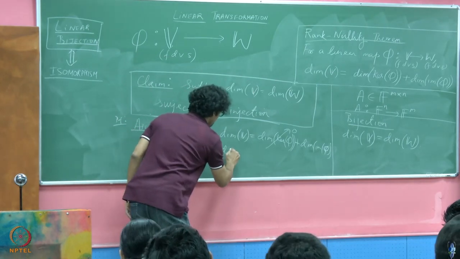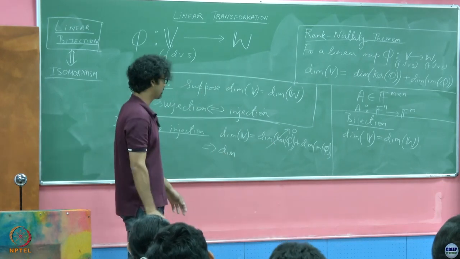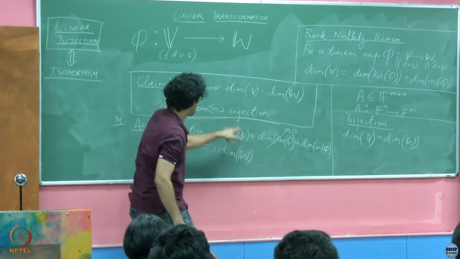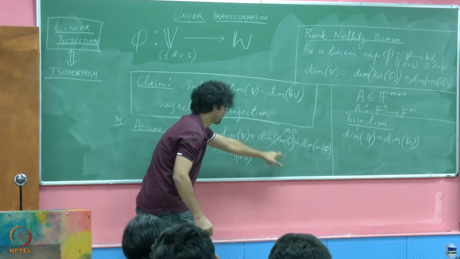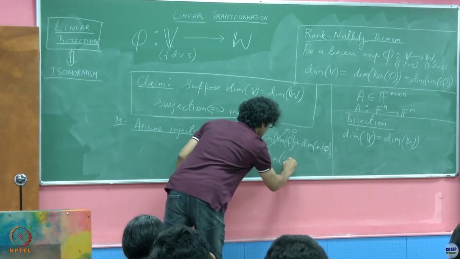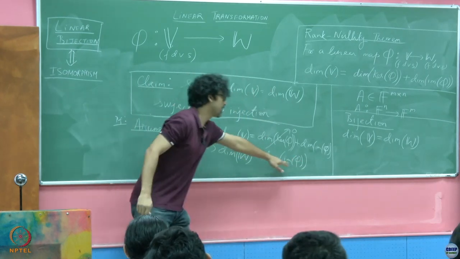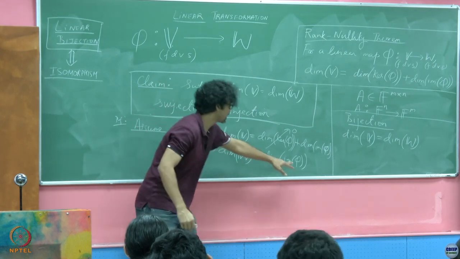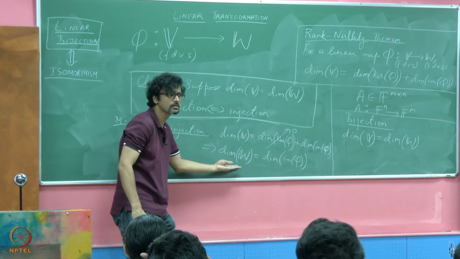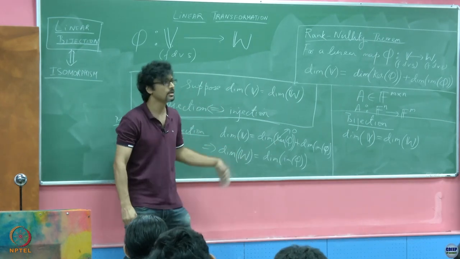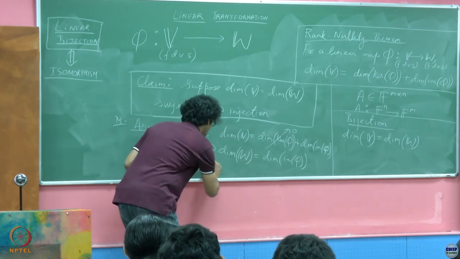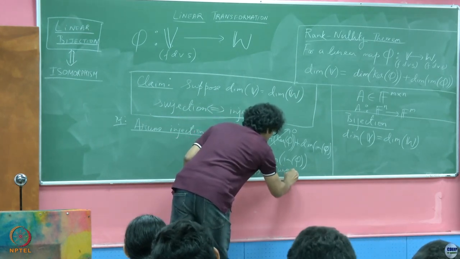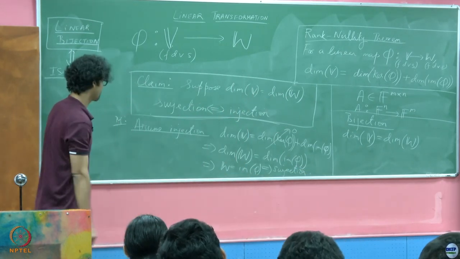So this means what? Dimension W, from this given condition I am invoking here, and from the condition that it's an injection I am invoking here, is equal to dimension of image of phi. But look, the image of phi is contained in W. If its dimension is equal to that of W, we've been over this step in the previous lecture too. We've seen that if a subspace has the same dimension as the original vector space, then they must be one and the same. You don't have to show containment both ways. So this means that W is equal to image of phi, which is surjection, right?